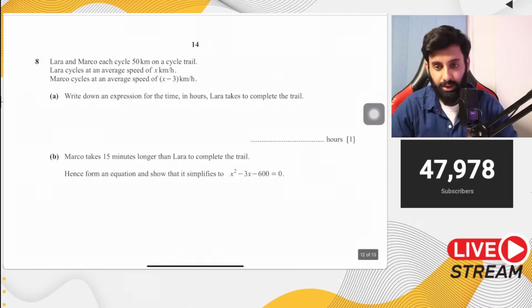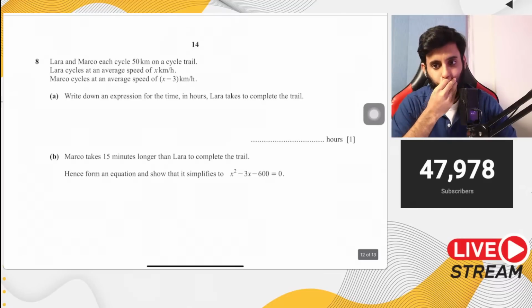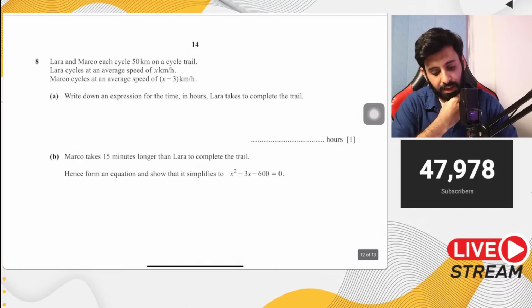All right, now here's question number 8. Let's see what this says. It says Laura and Marco each cycle 50 kilometers on a cycle trail. Laura cycles at an average speed of x kilometers per hour. Marco cycles at an average speed of x minus 3 kilometers per hour.